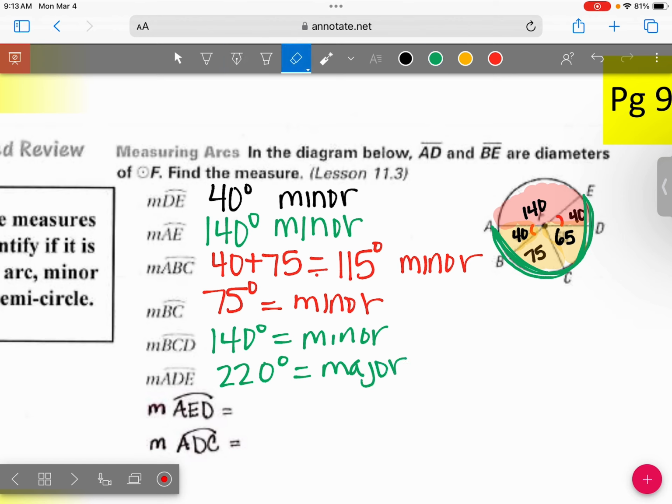All right, now let's look at the next one. AED. A to E to D is just half of the circle, so that would be 180, which is a semi.